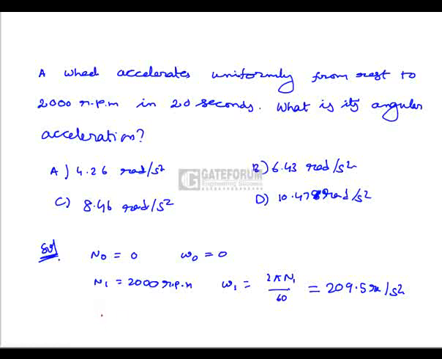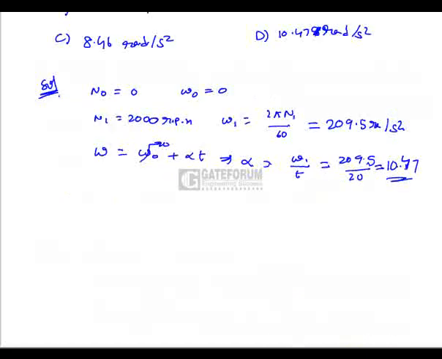the final angular velocity is equal to omega naught plus alpha into t. Here omega naught is already 0, and alpha is equal to omega 1 by t, which is equal to 209.5 by 20, which is 10.47 radians per second square. So alpha equals 10.47 radians per second square, and in the options the correct option is D. D is the right answer.